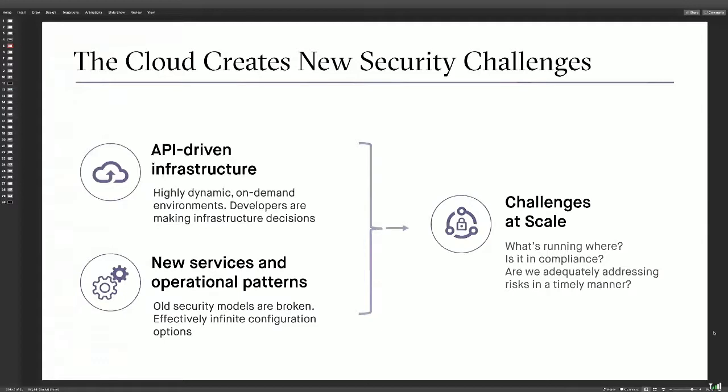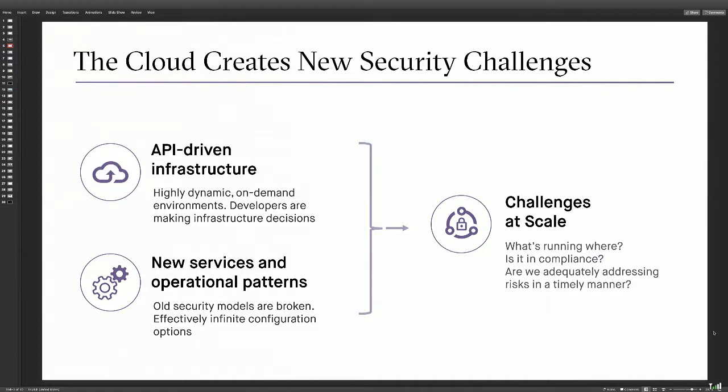So this API-driven infrastructure and speed you can get from it is a huge benefit, but it also creates challenges at scale. And those are exacerbated by a constant flow of new services and operational patterns. So if you're familiar with the evolution of cloud, you can think about in early days it was kind of like a remote data center. There would be virtual machines and software-defined networks, and all that stuff is still there.